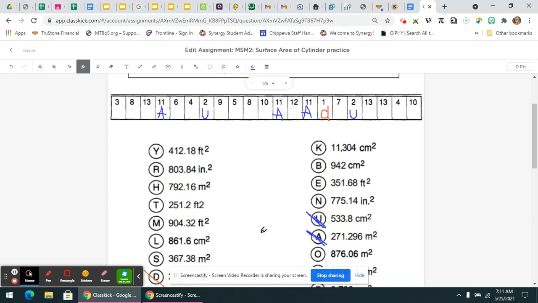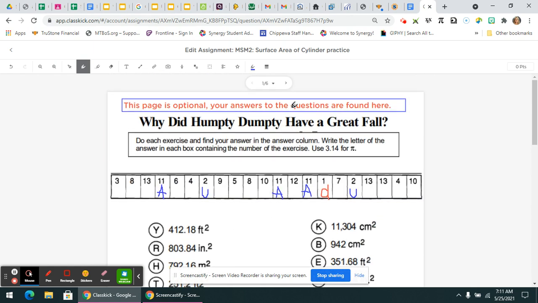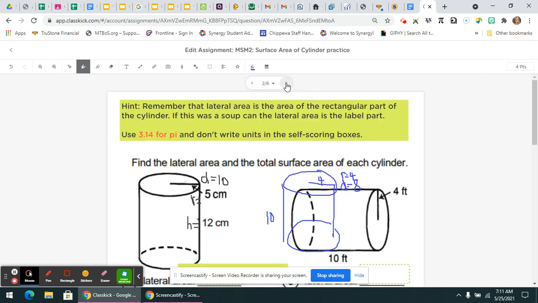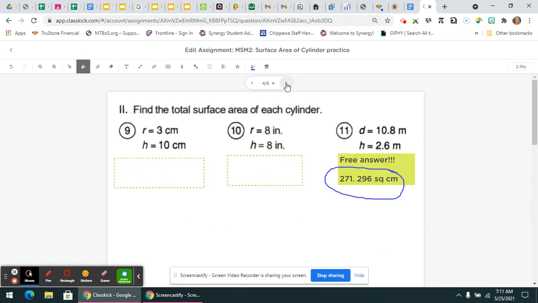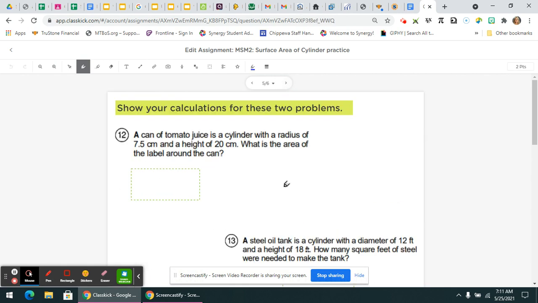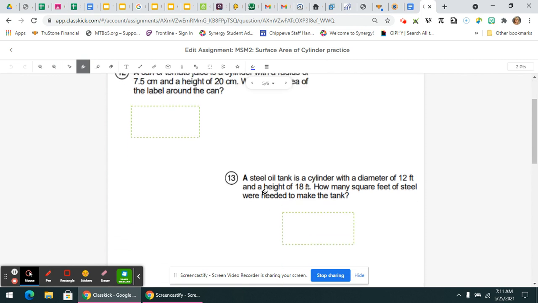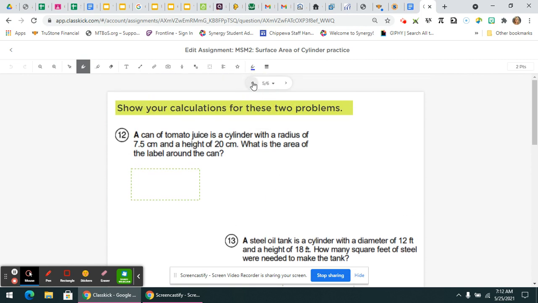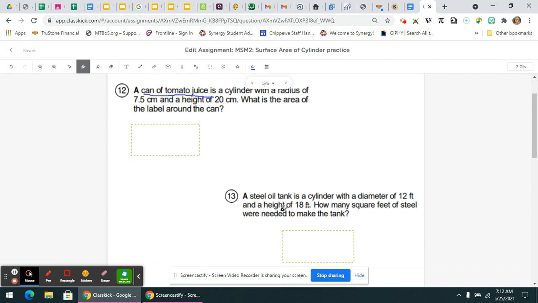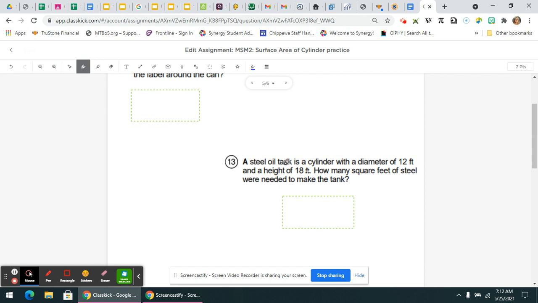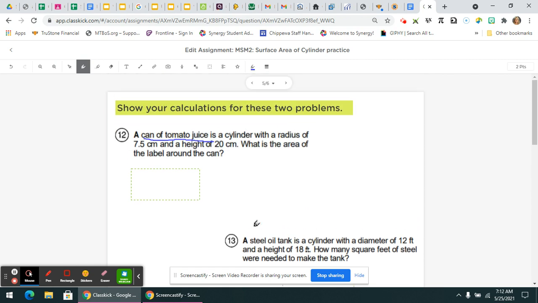Okay, so look at that. So as you work your way through, you will have your solution. So if you get an answer that you can't find on that first page, you know you did something wrong. So there's a total of 13. Again, use your whiteboards. You will need your calculators. There's 2 word problems. I would recommend drawing a picture for them. Here you've got a can of tomato juice. Here a steel oil tank with a cylinder gives you all of the measurements.